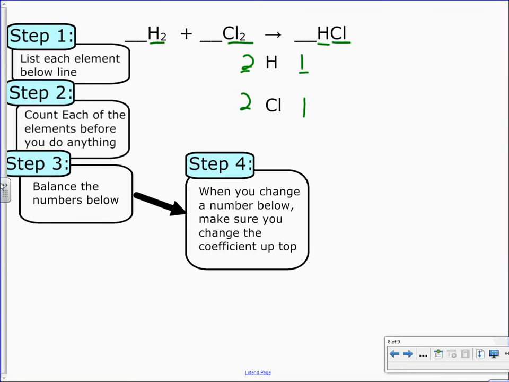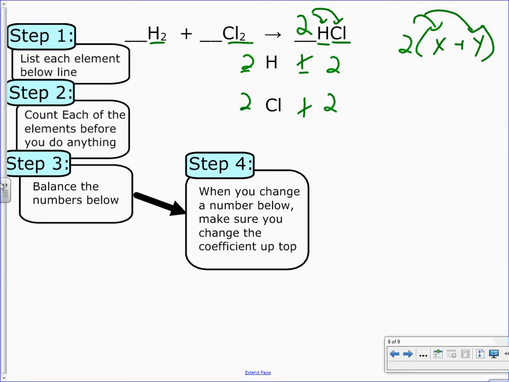We want to turn a 1 into a 2, so we add a 2 here. And what you need to do according to step 4 is update all of your numbers. So we now don't have 1 anymore, we have 2. And this 2 here, this coefficient, it's kind of like in math class where you have, say, x plus y. This 2 would distribute in. So this 2 doesn't just affect the hydrogen, but it also affects the chlorine. So we have 2 hydrogens, 2 chlorines now.